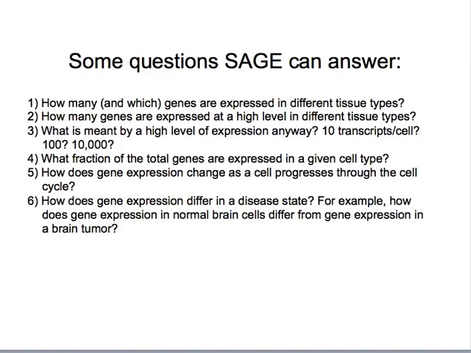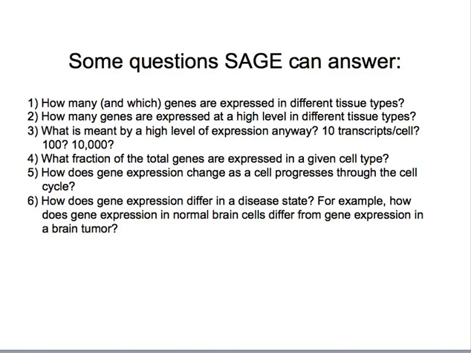This is a pretty powerful technique. It can answer quite a few questions. For example, it can tell how many and which genes are expressed in different tissues. It can tell what genes are expressed at a high level in different tissue types. This is also going to give us some idea to be able to define what is meant by a high level. Is that 10 RNA transcripts per cell, 100, 10,000? And so people are trying to answer that question. That's quite a difficult question to truly answer.